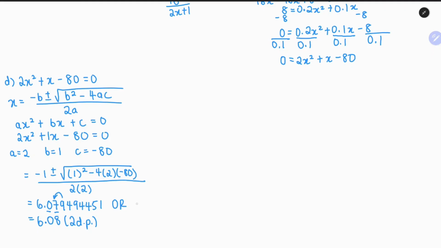And then the other would be minus 6.579494451. To 2 decimal places is negative 6.58. This is 2 decimal places. So these are the answers here.